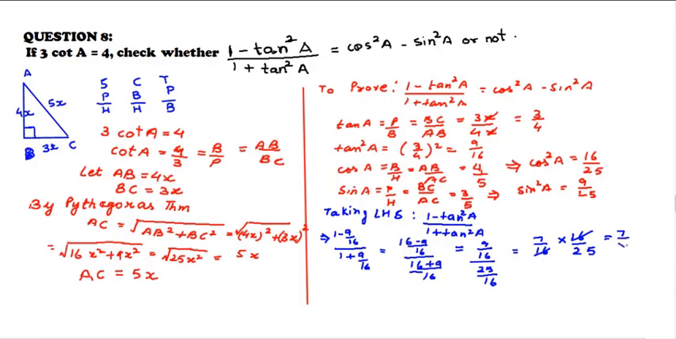Similarly, let us take right hand side. That is equal to cos square A minus sin square A. Value of cos square A is 16 upon 25 and sin square A is 9 upon 25. So it becomes 16 minus 9 upon 25, that is equal to 7 upon 25.